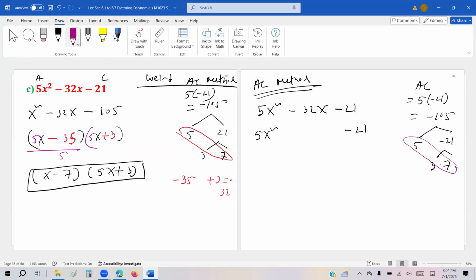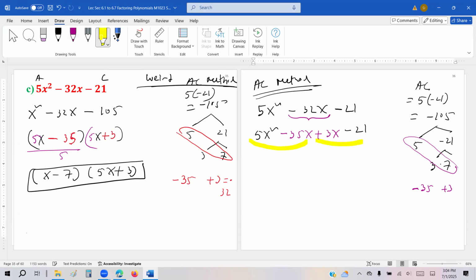So 3 and 7 gives us 35 and 3. Okay, you have to do the same thing again to figure out which two numbers you have to put. So negative and positive. So you rewrite this using negative 35x and positive 3x. So we have 4 terms, means grouping. So you group them into 2 groups.